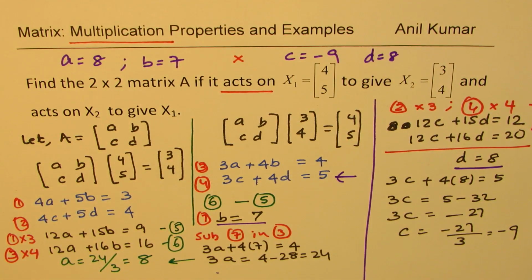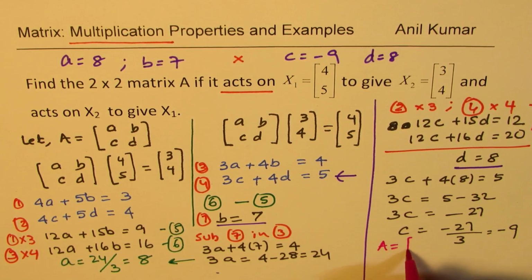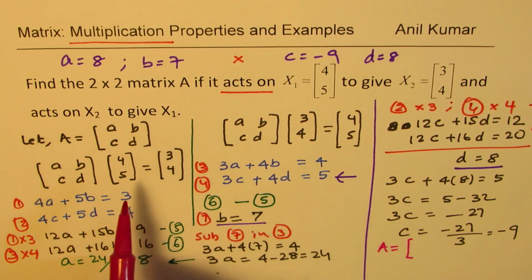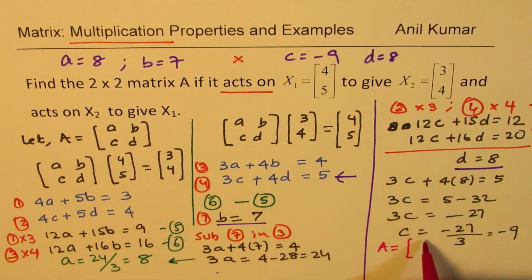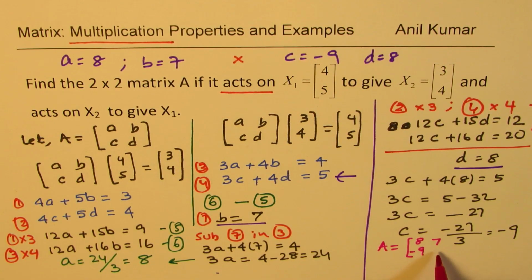Perfect. So we know what matrix A is. We can write down our answer now: matrix A is equal to, with a, b, c, d, 8, 7, minus 9, and 8. That's it. That's how we get our solution.